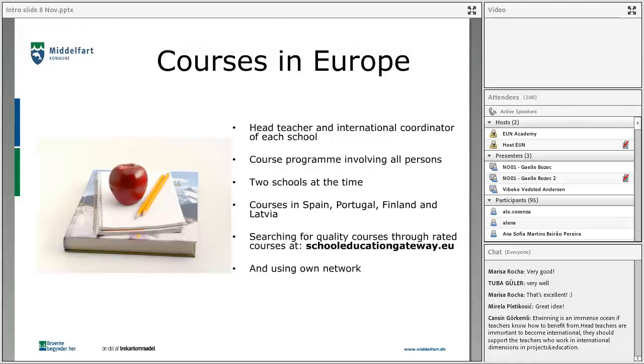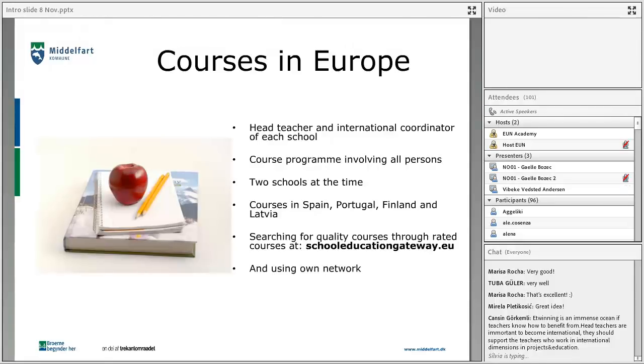So that means that we had win, win, and win on all of these accounts that would help the international dimension at each school. When we made the course program, we involved all persons so that it was absolutely clear and transparent who the course was for, when they were going to be involved, and at what times they were to do certain things. And I'm going to get back to that. We sent out 2 schools at a time so that head teachers and international coordinators could also inspire each other. And the courses were in Spain, Portugal, Finland, and in Latvia. And they were brilliant courses, all of them. We were very, very happy about them.